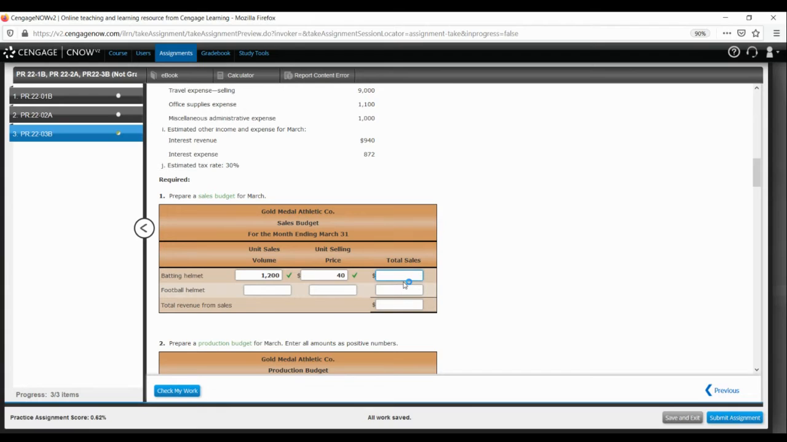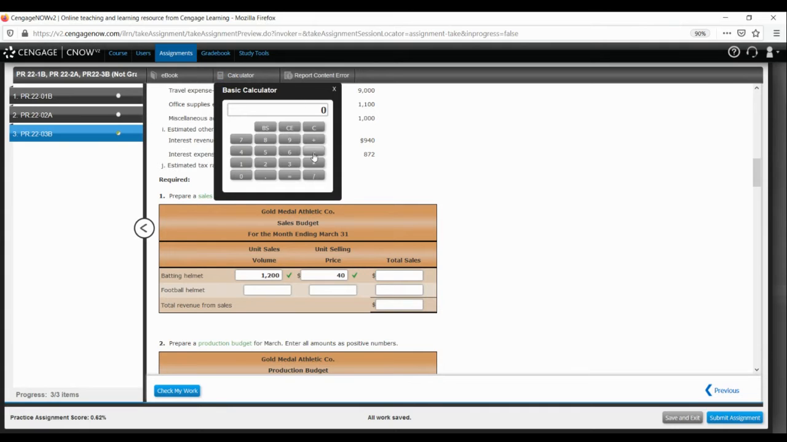What I would write in my notes about how to find the total sales is you'll take the unit sales volume and multiply that by the unit selling price. So the unit sales volume for our batting helmets was 1,200 units. We're going to simply multiply this by $40, the selling price per unit, and that will give us the total sales of $48,000.